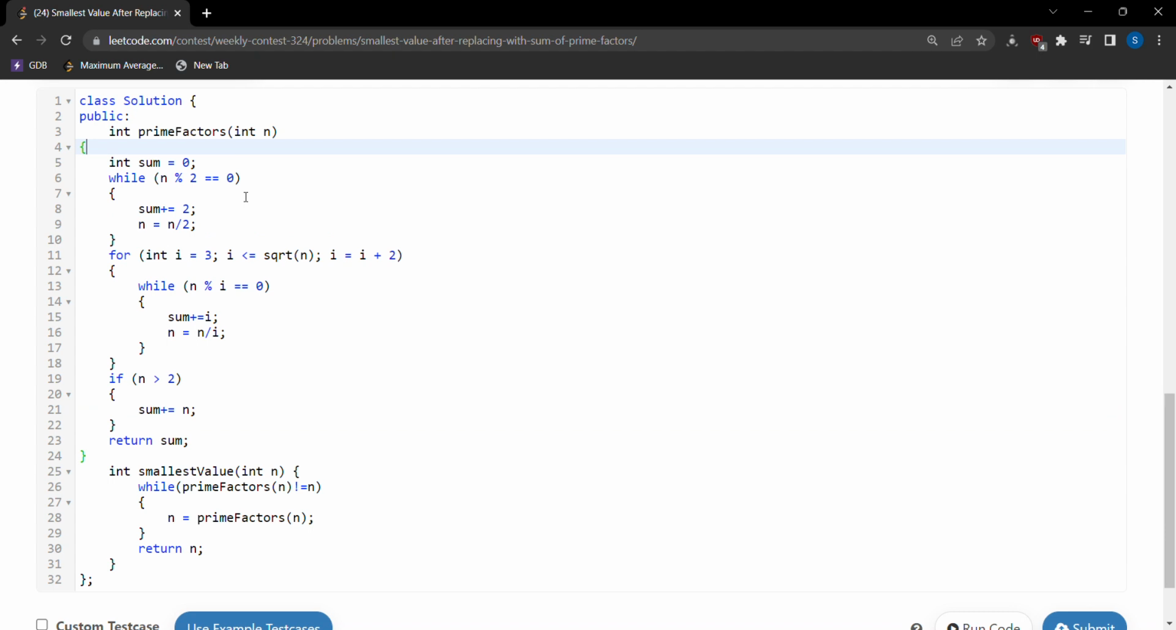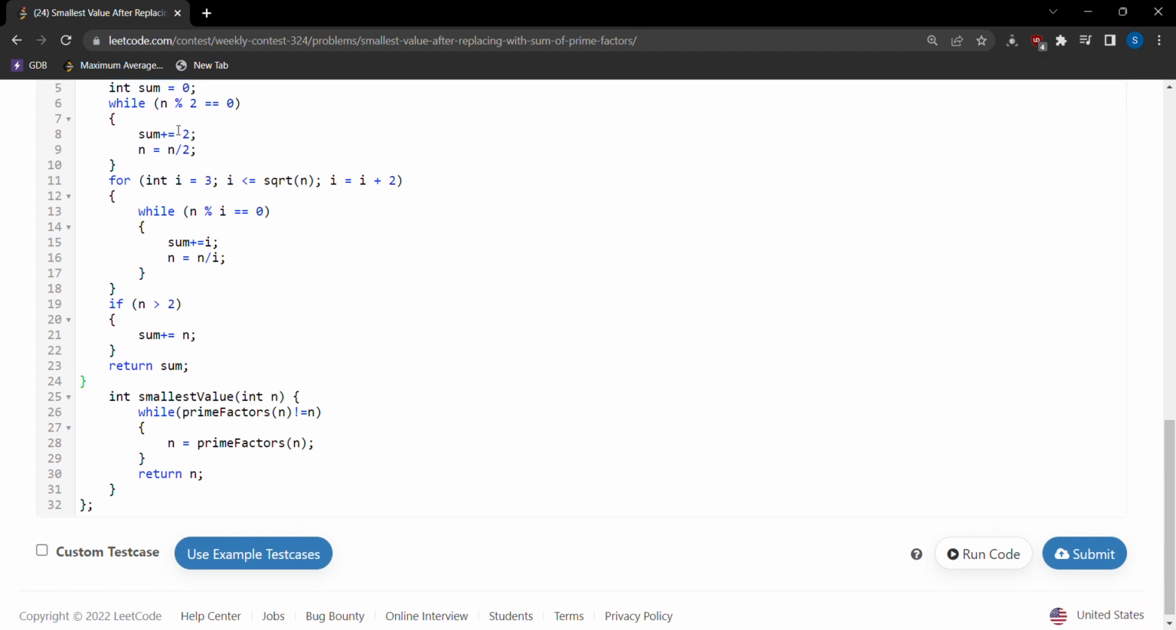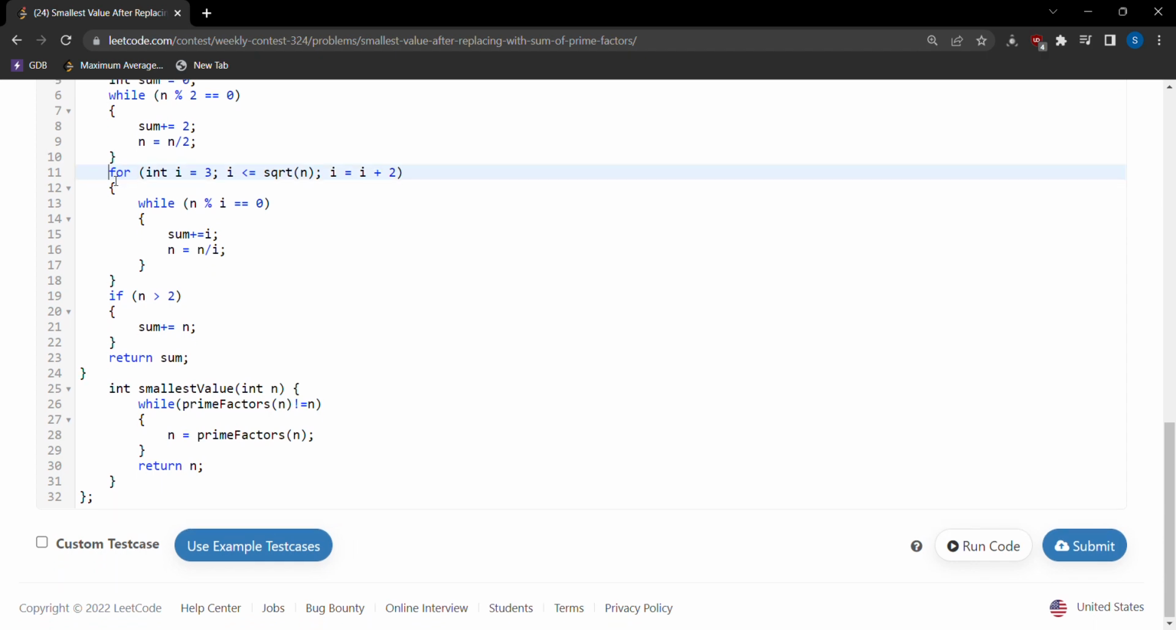Now what we have done: if our given number is an even number, there is a definite prime factor, that is 2. So let's remove the 2's from that first. When will it get removed? When the particular number gets odd. When a number is odd, it doesn't have an even prime factor, right? So that's what I have done in the first step. While n percentage 2 is equal to 0, sum plus equal to 2, n is equal to n by 2. This will reduce the particular number to an odd number. Okay. Then we have this particular loop.